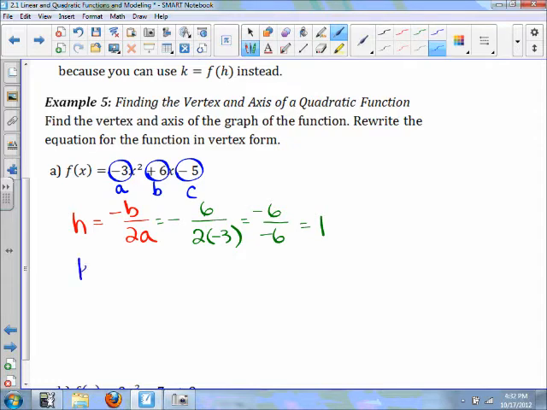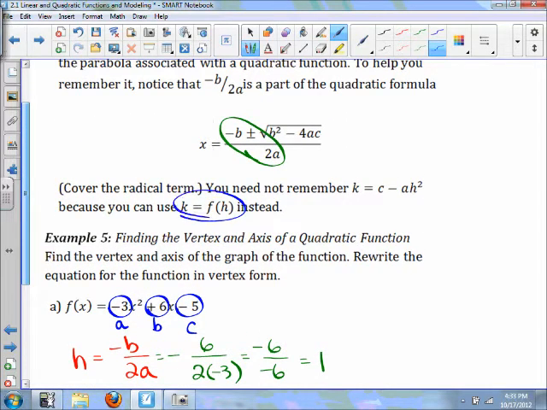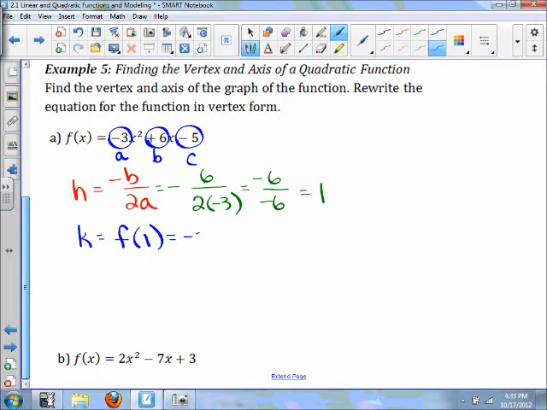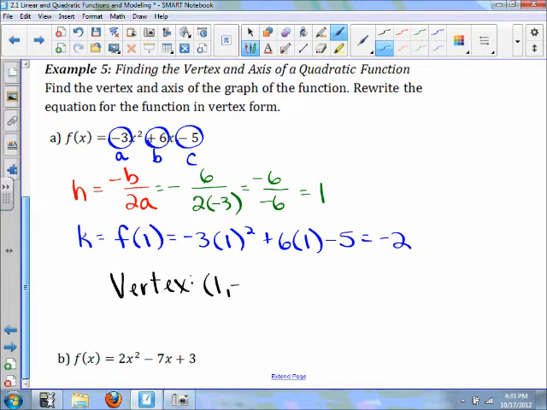Now, to find k, we could do it a couple different ways. I'm going to use f of 1 because the directions said we could use this right here, f of h. So I'm going to find f of 1. That'll be negative 3 times 1 squared plus 6 times 1 minus 5. So that'll be negative 3 plus 6, which is 3, minus 5 is negative 2. So my vertex will be (1, negative 2). My axis of symmetry, or my axis, will be the line x equals 1.